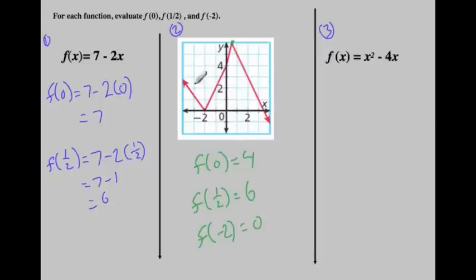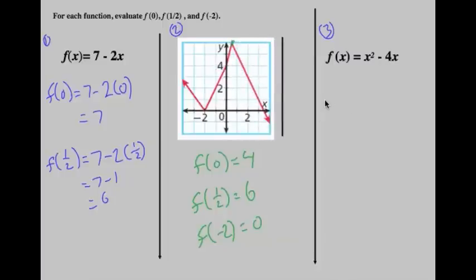And we can see that this is actually a function because it passes the vertical line test. I could put a vertical line anywhere along this and only touch one point. I never hit 2 points at the same time.